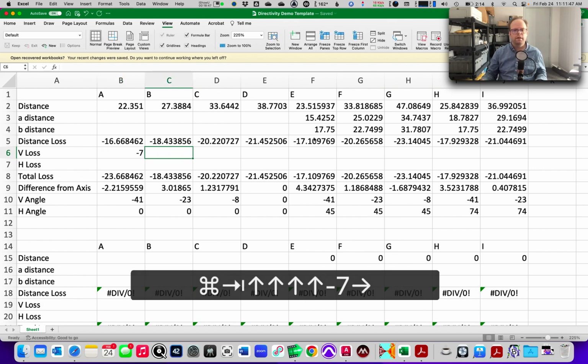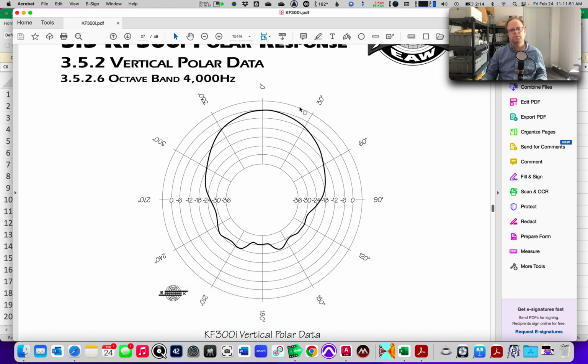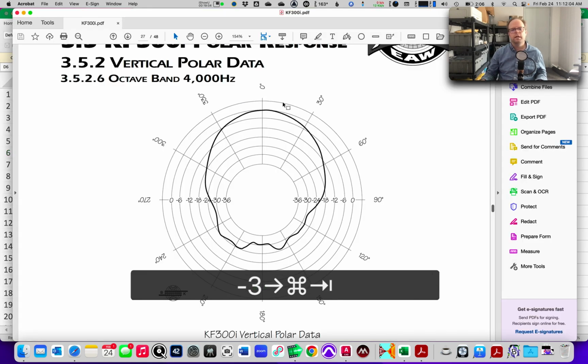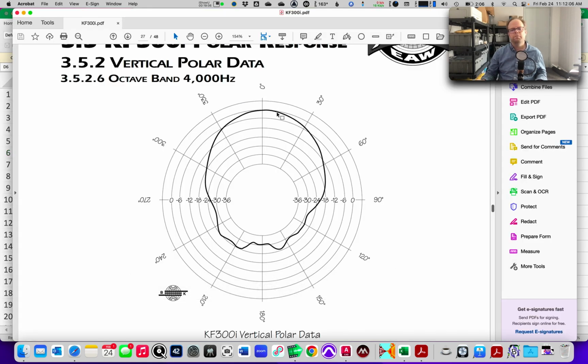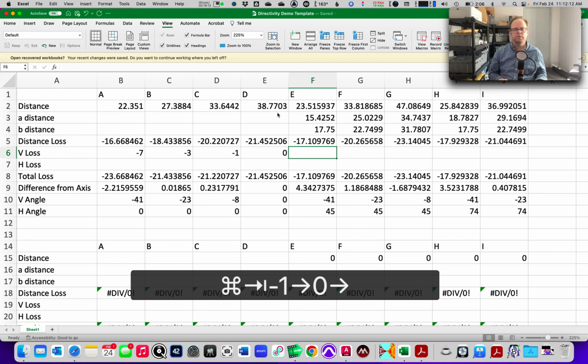Okay. Now -23, so 10 is here, 20 is here, so 23. It looks like we're maybe 3, maybe 4 dB. Let's say -3. Okay, -8 degrees, that would be about here. We've maybe lost 1 dB. So put 1 there. No vertical loss at seat D because we're not off axis vertically.